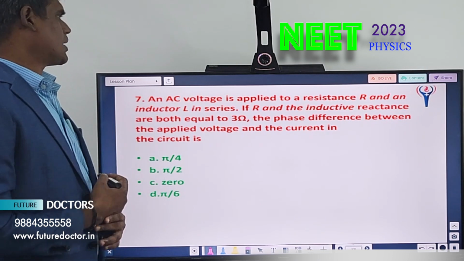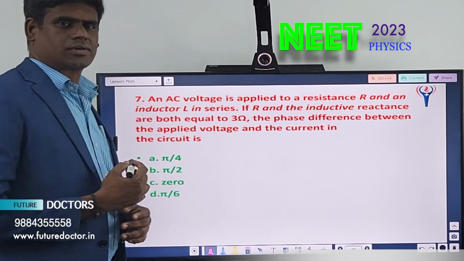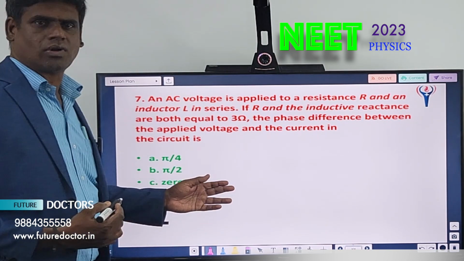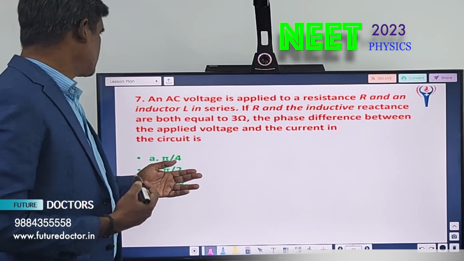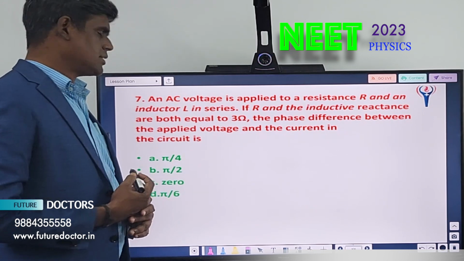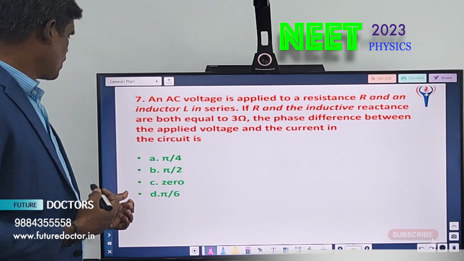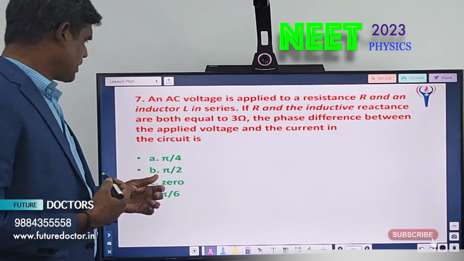An AC voltage is applied to a resistance R and an inductor L in series. If R and the inductive reactance are both equal to 3 ohm, the phase difference between the applied voltage and the current in the circuit is dash. A option pi by 4, B option pi by 2, C option 0, D option pi by 6.